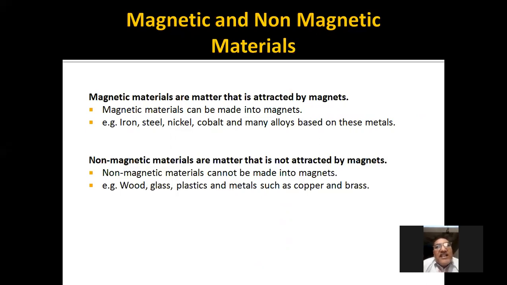Non-magnetic materials are those materials whose magnetic domains we cannot align. We try very hard and we apply magnets, we apply DC current, whatever you do, but you will not be able to succeed in aligning their magnetic domains. So you cannot turn them into a magnet. Famous non-magnetic materials are wood, glass, plastic, and metals such as copper and brass. Remember these names, copper and brass, they are non-magnetic materials. They are not attracted to a magnet, and you cannot magnetize them.